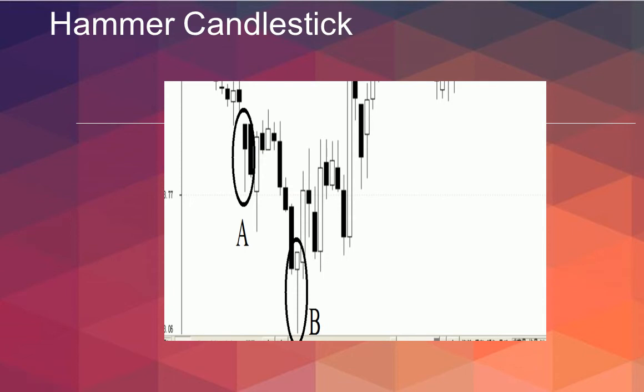Then we can see here, what's the difference? The same candlestick, but this one is red and this one is green. So if you see the green candlestick, here is the buy point. Then if you see the red candlestick, it is the sell point, okay? You should remember, so it's different. We should check by the color. If the color is red, it means the sell point. If the color of the candlestick is green, here is the buy point, okay? It's easy to understand. This is the hammer candlestick.